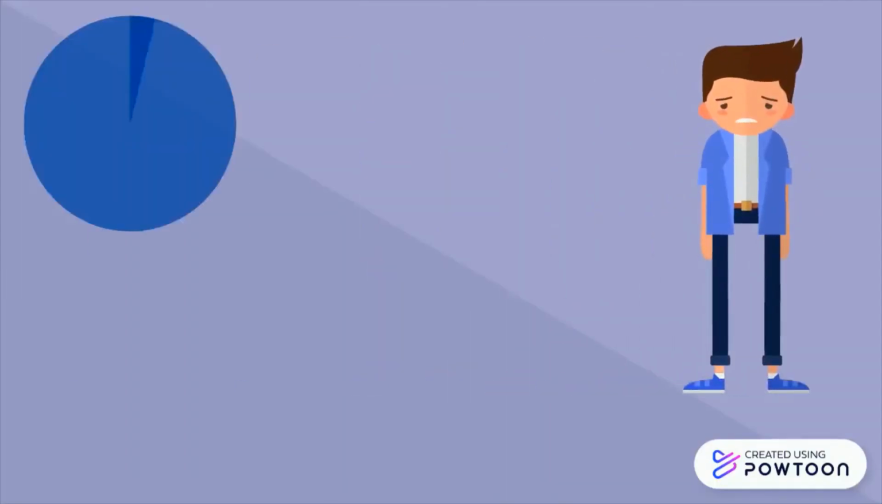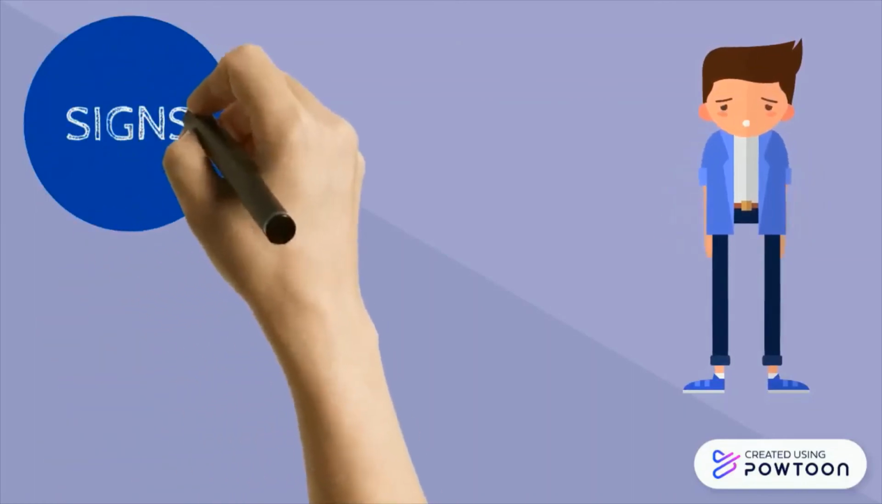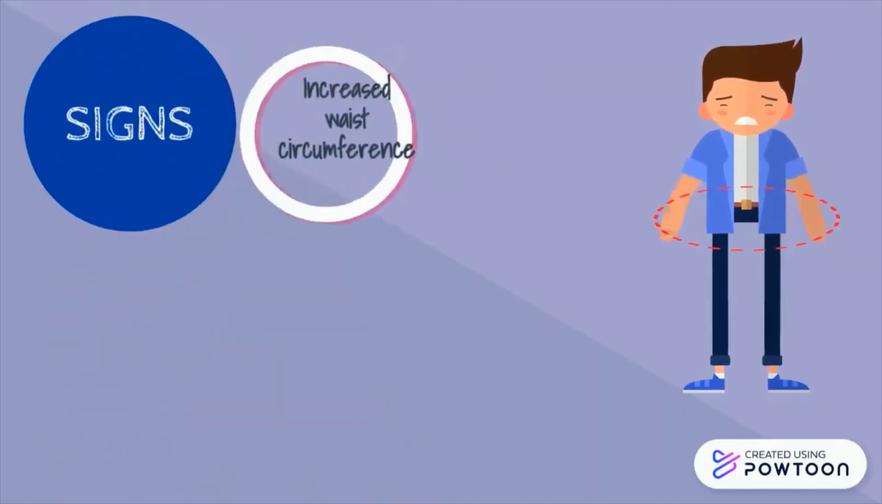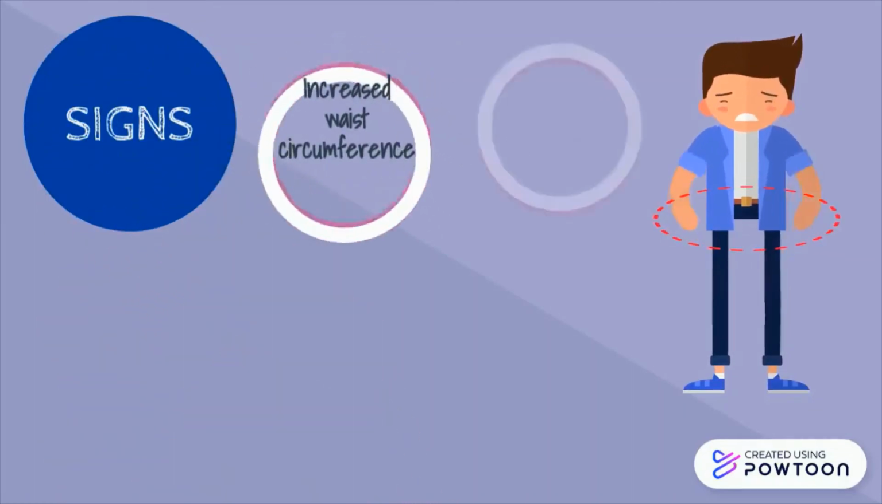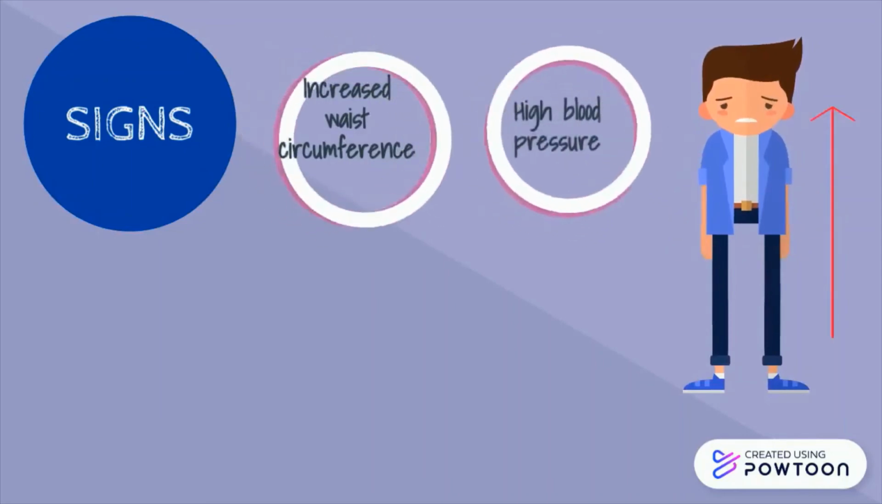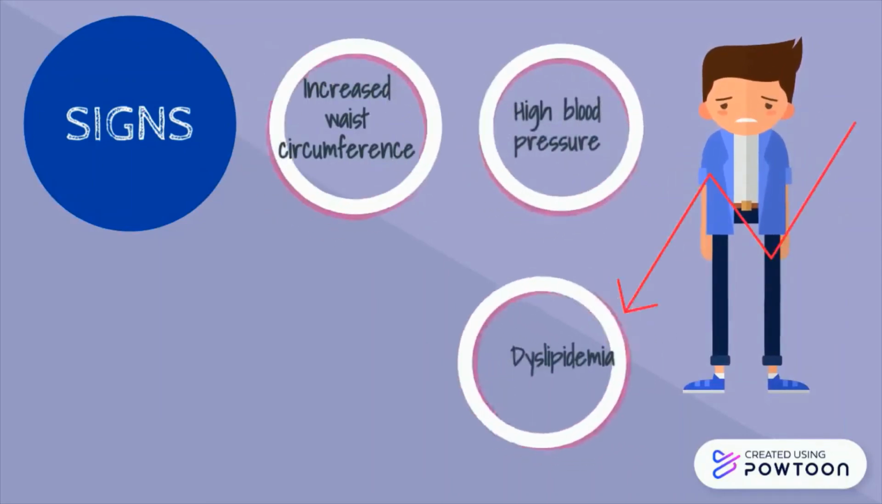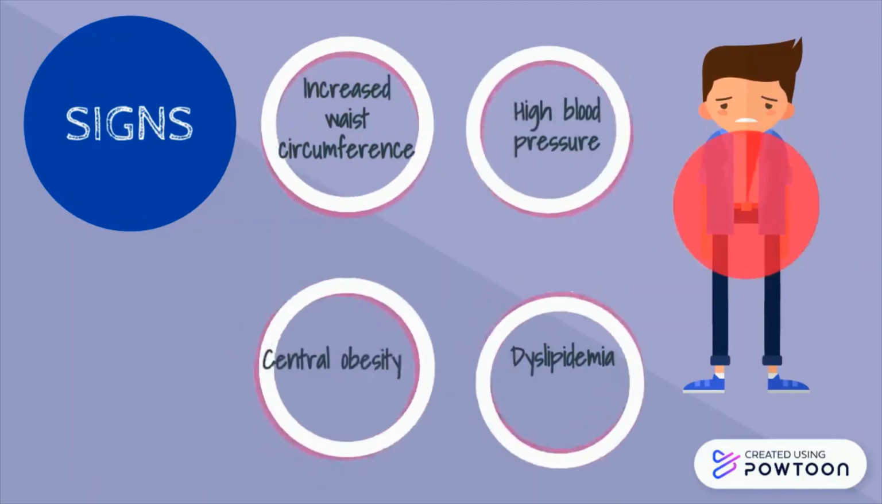Most of the disorders associated with metabolic syndrome don't have obvious signs or symptoms. One sign that is visible is the increased waist circumference. Other ones like high blood pressure, dyslipidemia, central obesity, and glucose intolerance are the typical clinical manifestations.